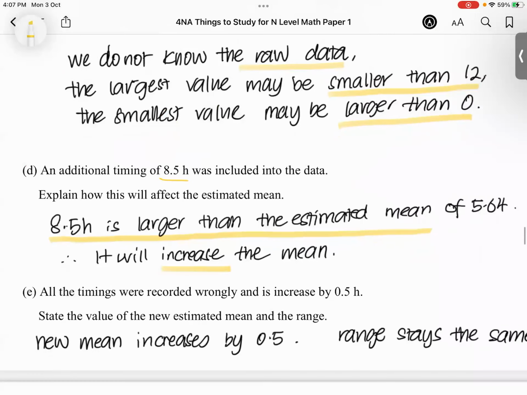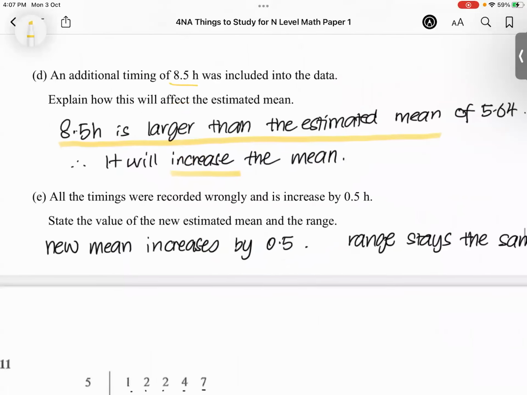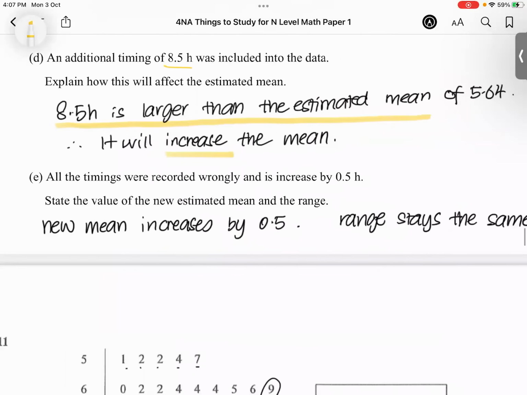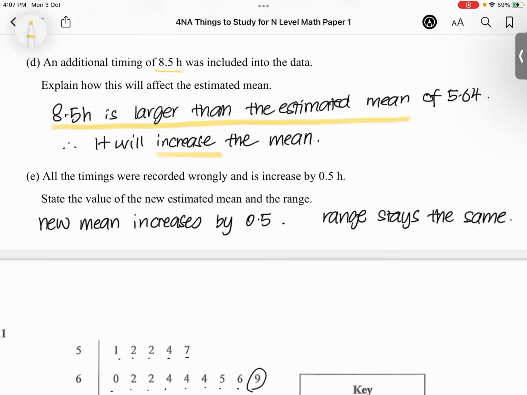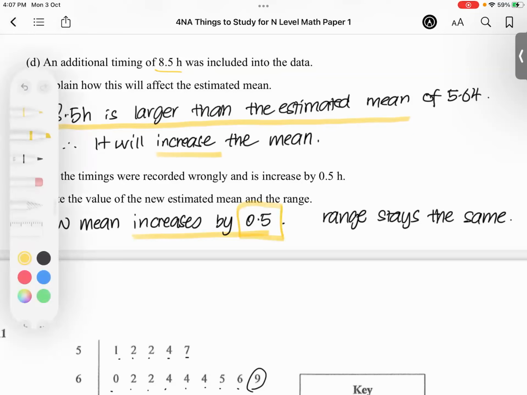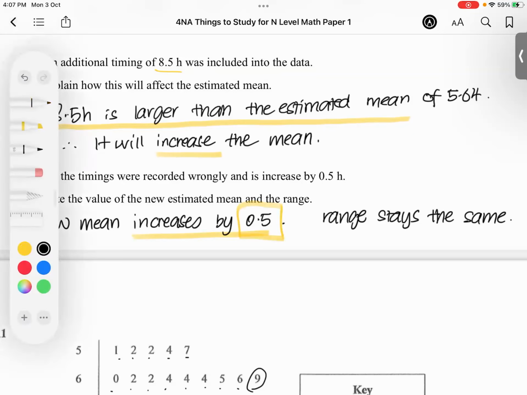Okay, next one. This one is for the case where every number is increased or decreased by a certain value. If every number is being increased, the new mean, on average, of course, must increase. State the difference: increase by how much? Don't just say increase only. Then what happens to the range?